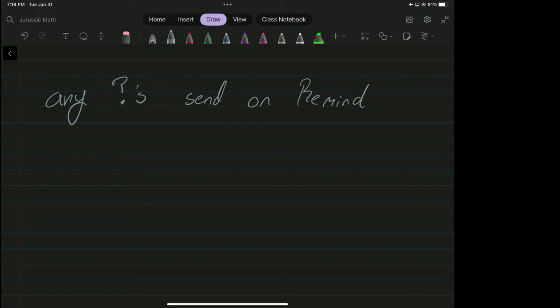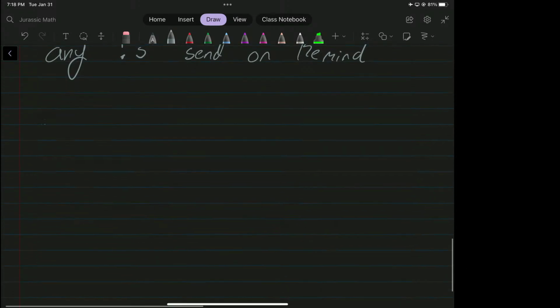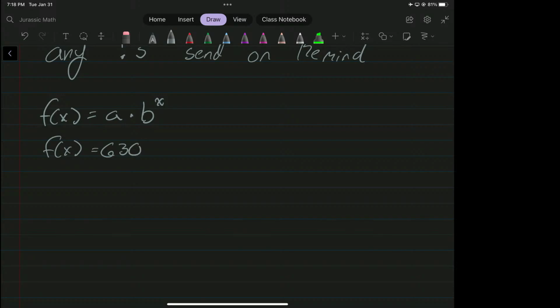All right, I just got a message. So it's asking about an exponential function. So we learned in class the other day, exponential functions, f of x equals a times b to the x power. In this case, the starting amount is going to be 630 grams. So f of x equals 630 grams times b.